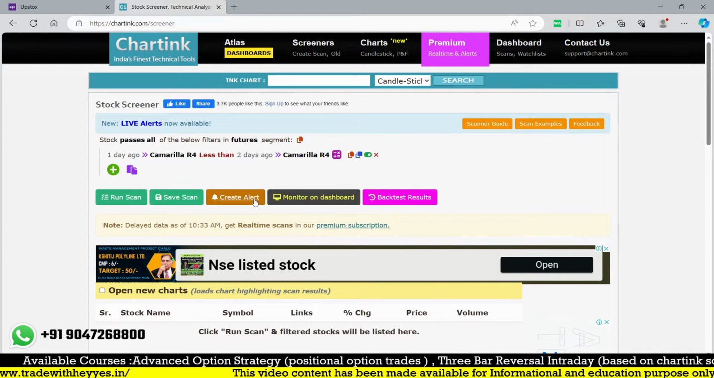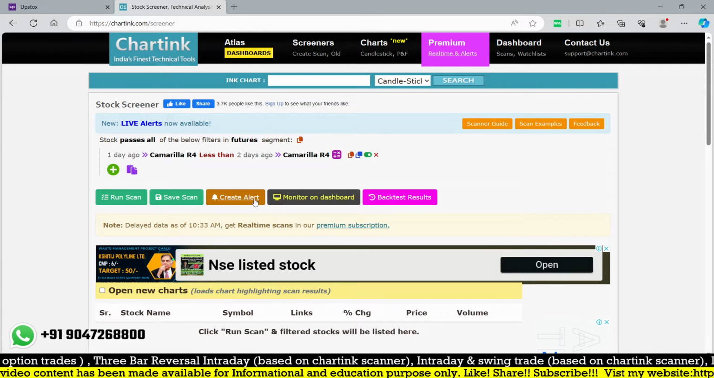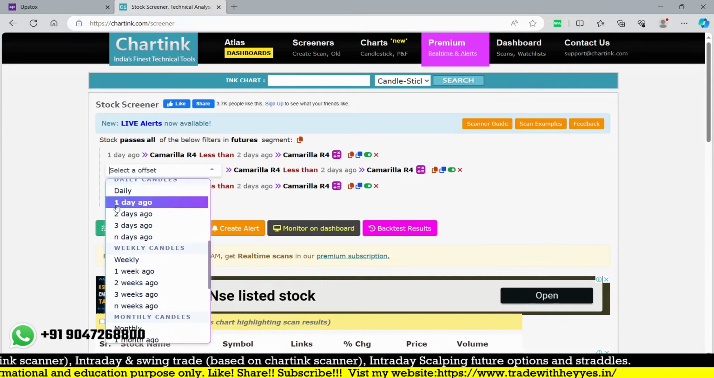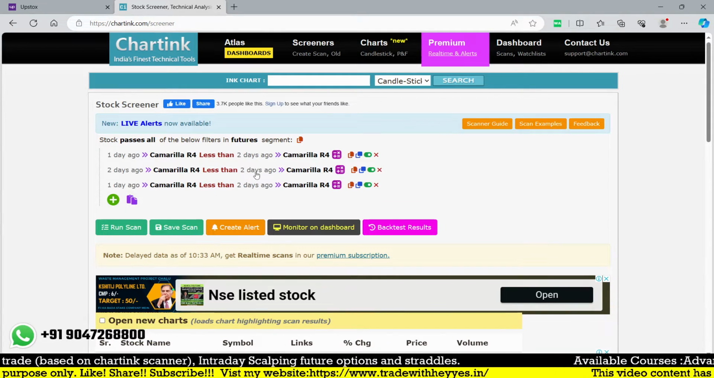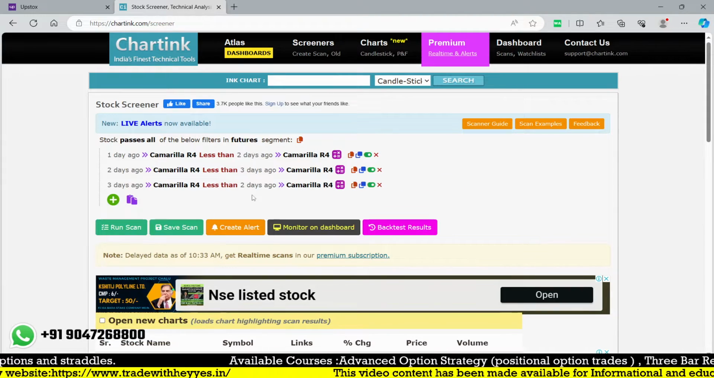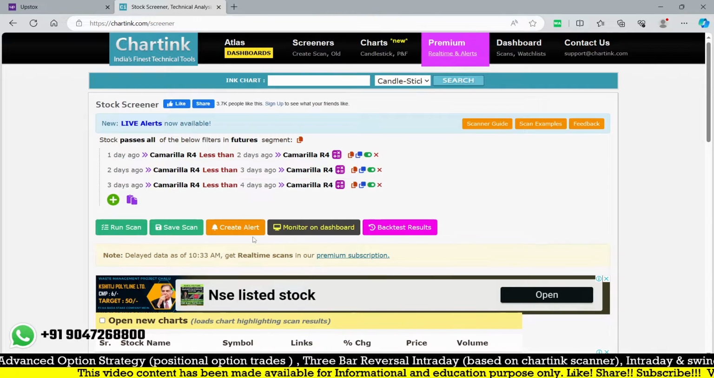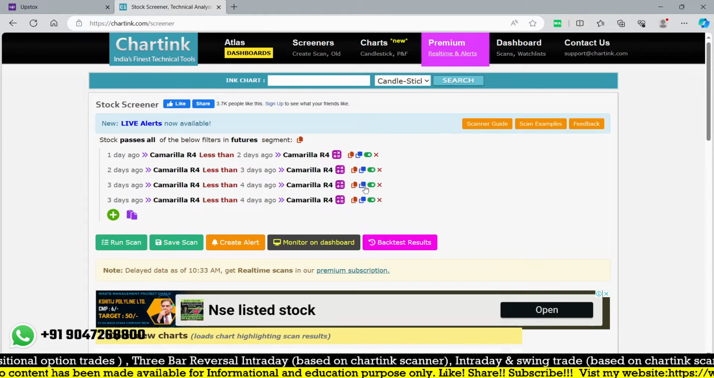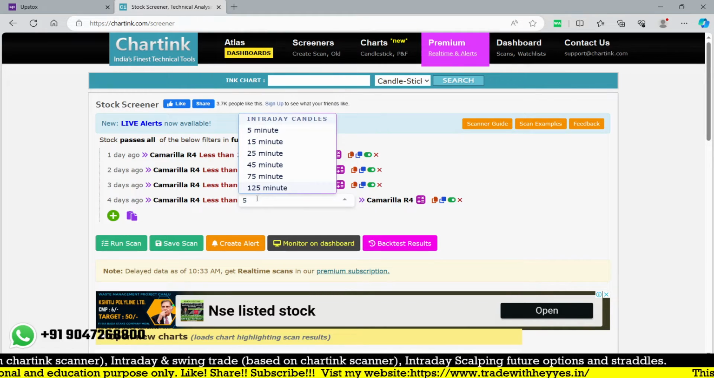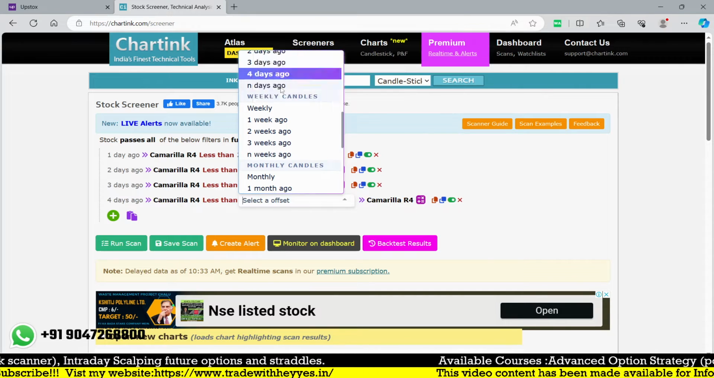So this simple condition will filter out the Camarilla R4 level which is lesser than the previous day, and we need a consecutive 3 days. So let me add this: 2 days ago Camarilla R4 must be less than 3 days ago, and 3 days ago Camarilla R4 is less than 4 days ago. You can use 10 days, or 4 days. We can even add one more day also: 4 days ago must be greater than 5 days ago. So whatever detail you want, you can create and add it.